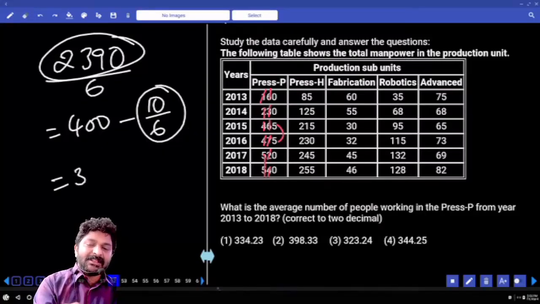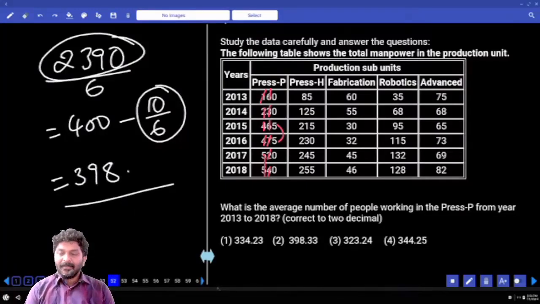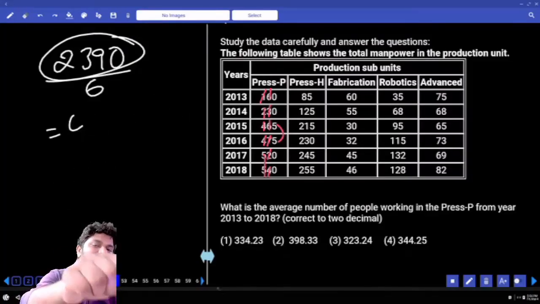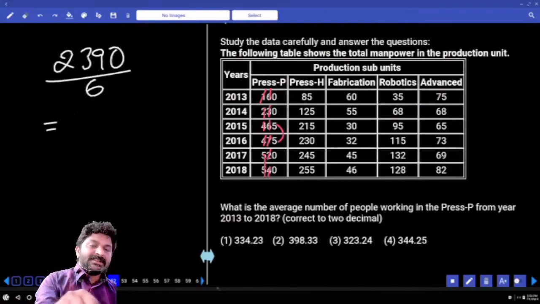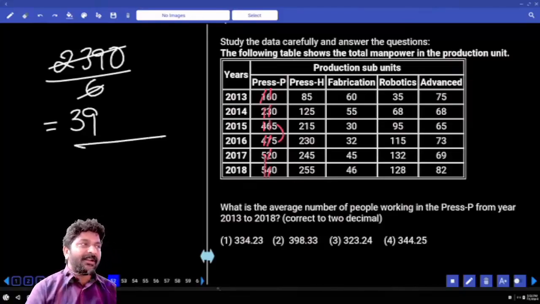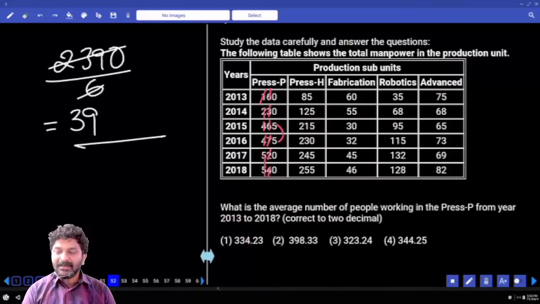Then the answer must be 398 something. How many options are there? Only one. Second. Otherwise, you can directly start with this; here also you can start. 6 how many times? 3 times. 59 is left. Then 9 times. Stop. You are done with the answer. How many options are starting with 3? Only one. Second final.